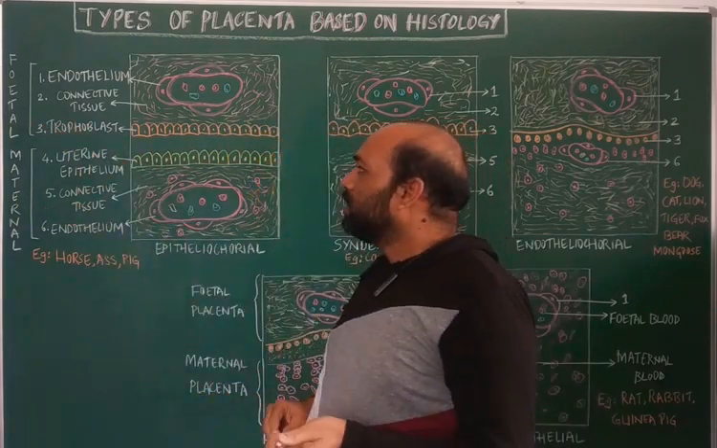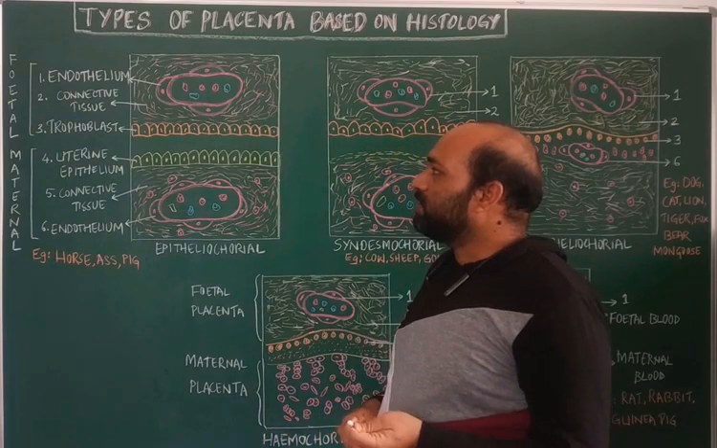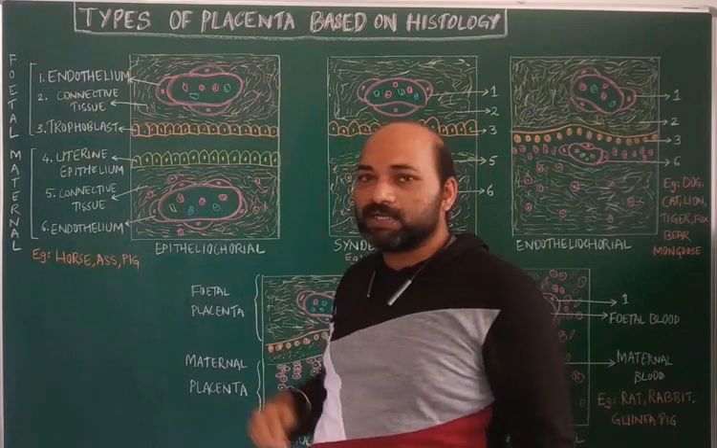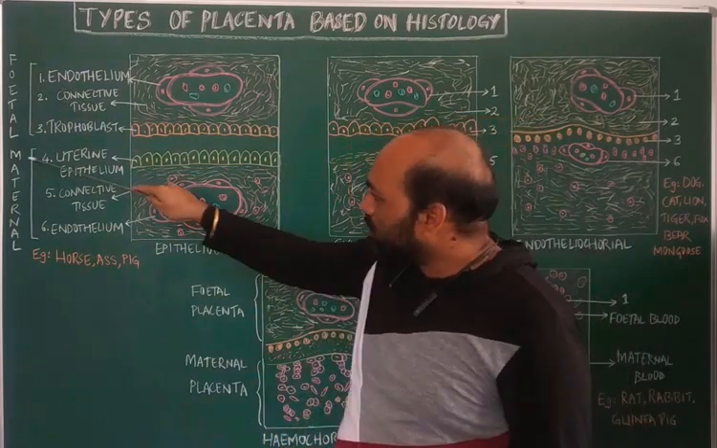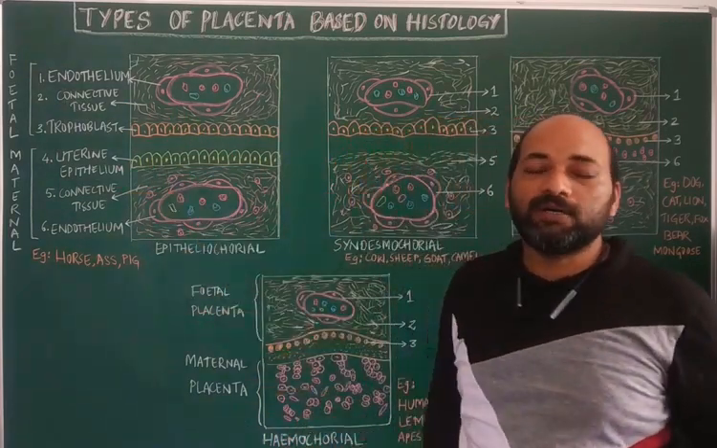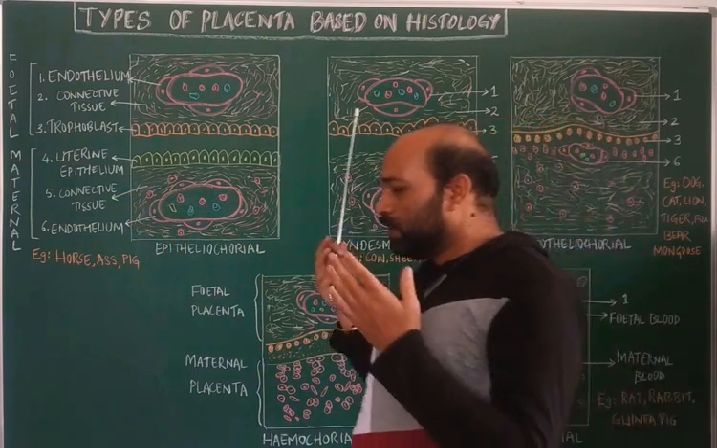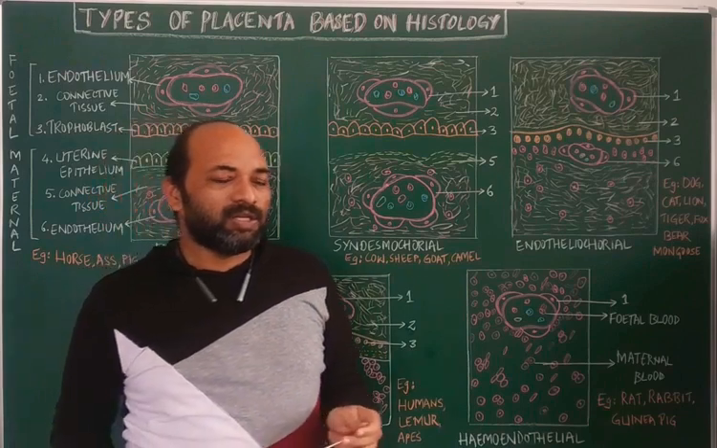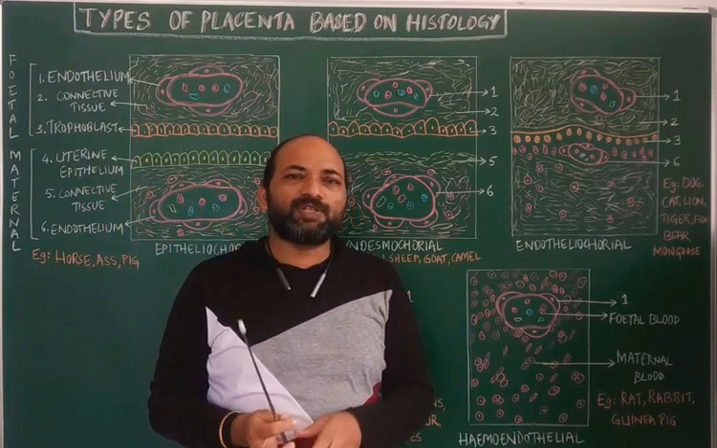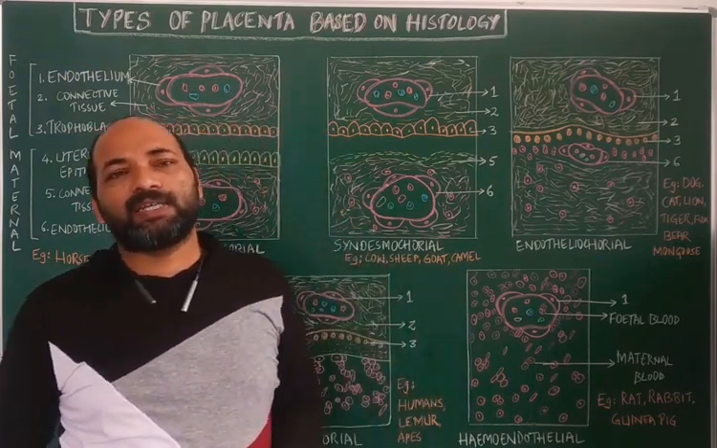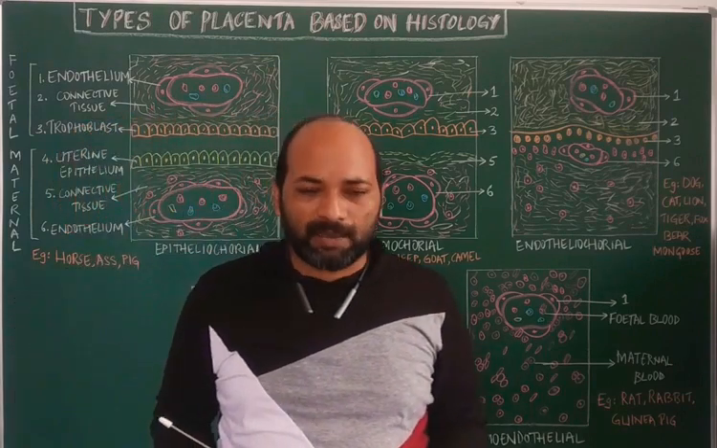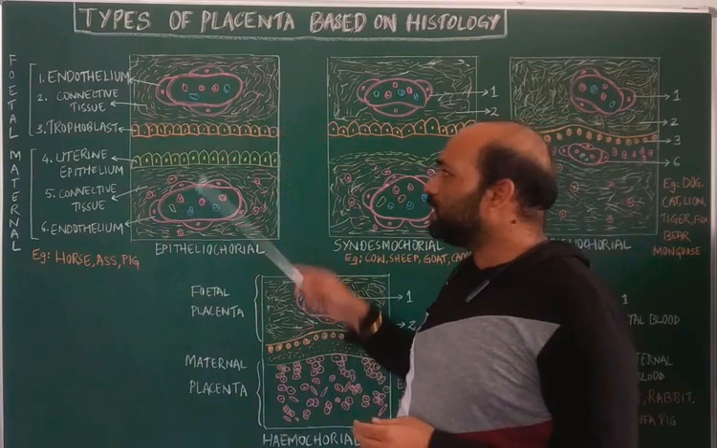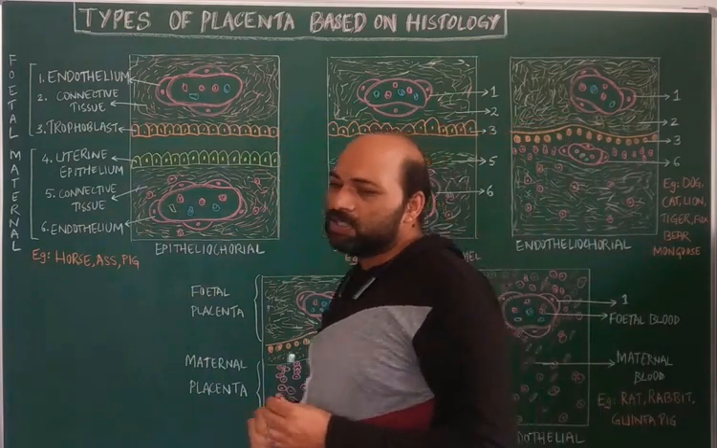We already discussed that the placenta consists of the fetal part, that is called the chorion, and the maternal part, that is called the decidua basalis. So the animals which possess the placenta are said to be the placental mammals.